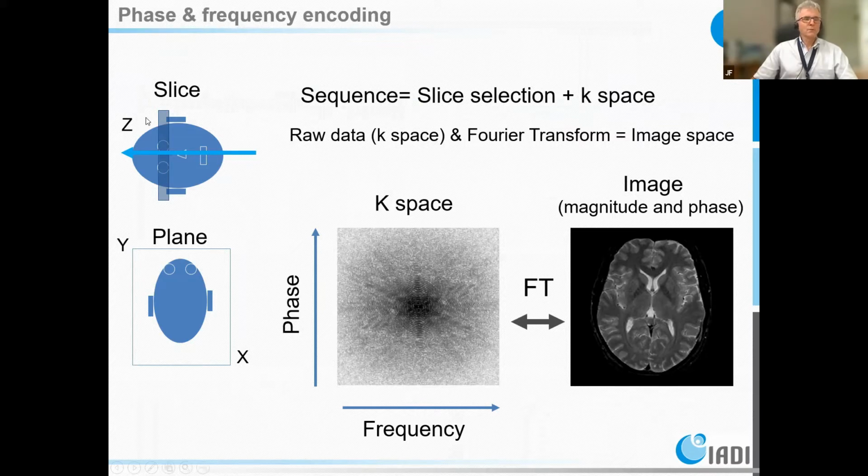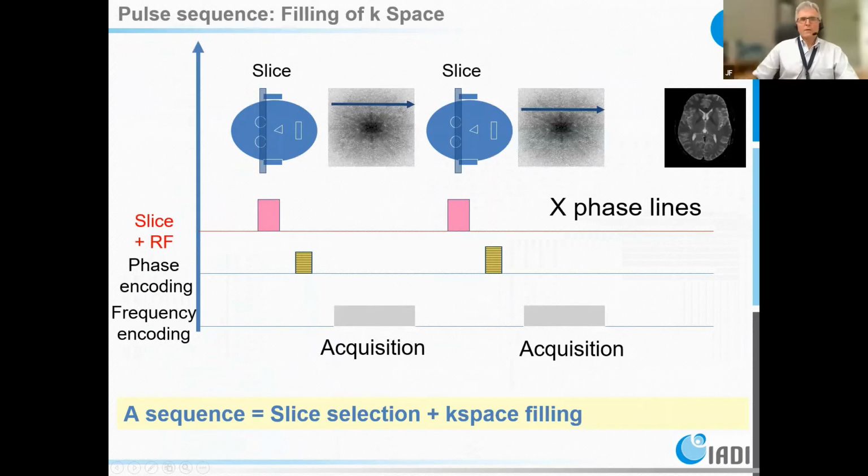You have to do an MRI. You have to do a sequence. You know that you have to do a slice selection, and after you have to fill the k-space, and after you have the image with a Fourier transform. I think you know this now. What we have here is a sequence where we combine RF, phase encoding, frequency encoding, and do our acquisition. I think this is the basic stuff.